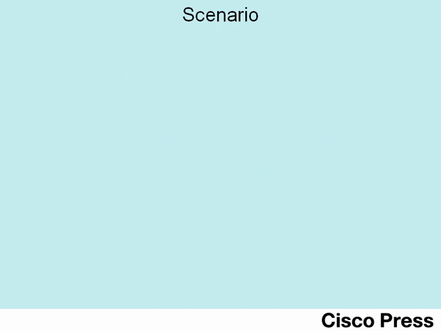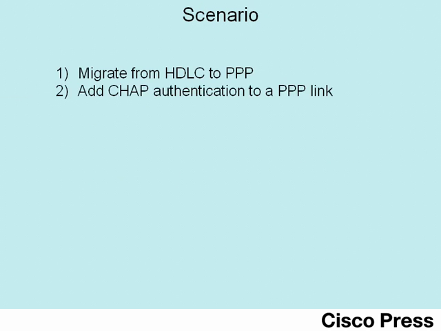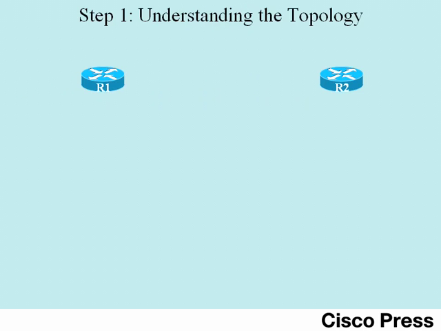Lab 9 uses two main scenario steps. In the first step, you'll start with a working HDLC link and migrate from using HDLC to PPP. In the second scenario step, you'll add PPP CHAP configuration to the link and prove that the link can be authenticated with CHAP. Next, we'll go ahead and start step 1.